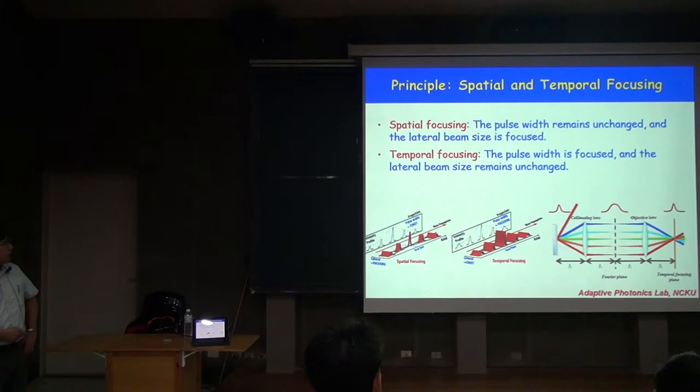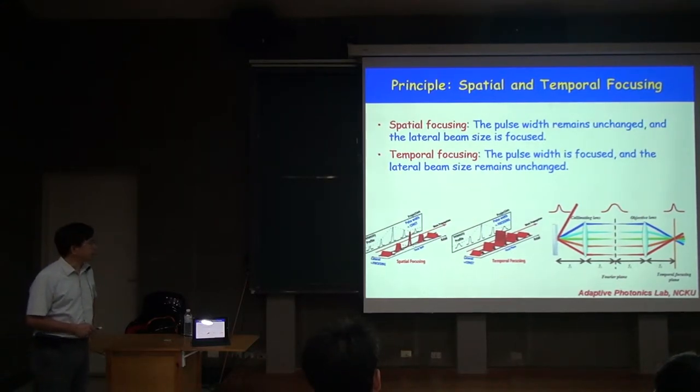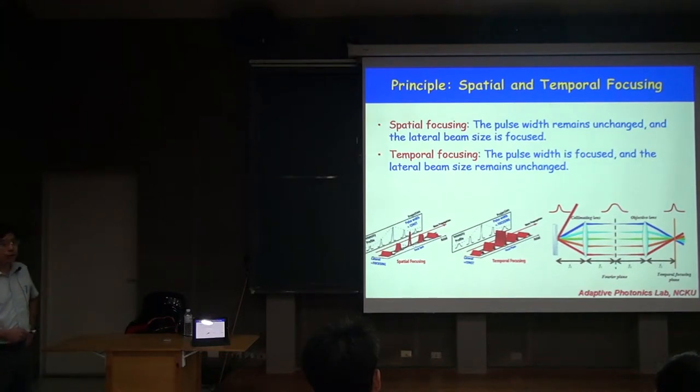With spatial focusing, you can use a high NA objective to focus your laser spot, so the pulse width is dependent on the change. But for the lateral beam size, it's a focus. So you can put a very tiny focus spot, maybe with a diameter of less than one micron.